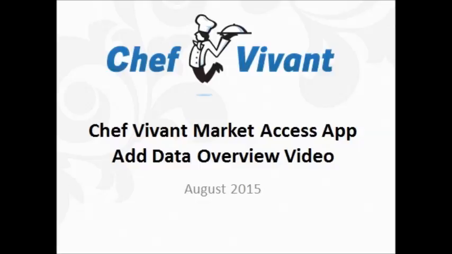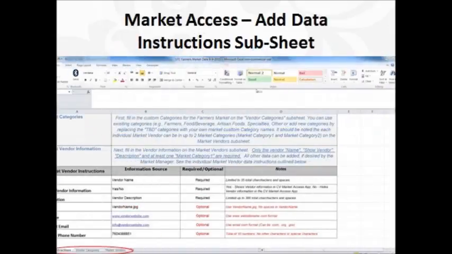This video provides an overview on how to add data to the Chef Vivant's Market App spreadsheet. This spreadsheet contains 3 subsheets, including an instructions subsheet, the vendor category subsheet, and the market vendors subsheet. The instructions subsheet outlines a 2-step process on how to add the required market category data to the vendor category subsheet, and subsequently adding the required market vendor information to the market vendor subsheet.